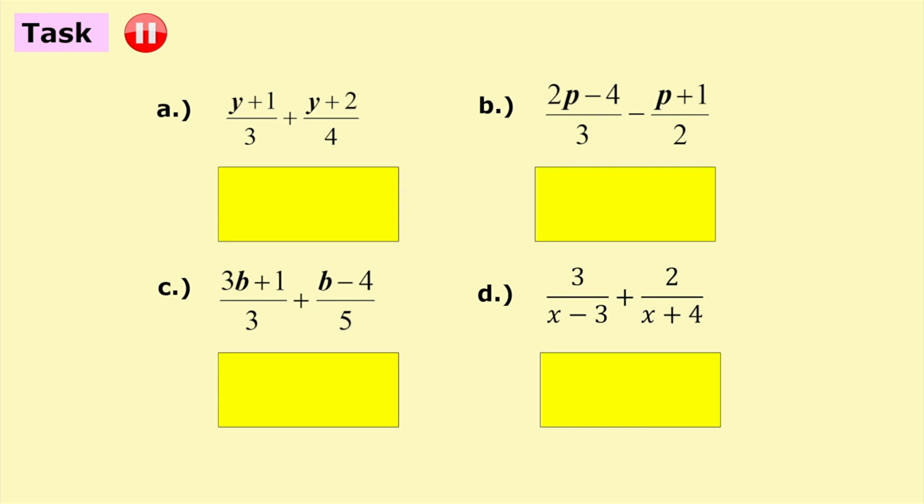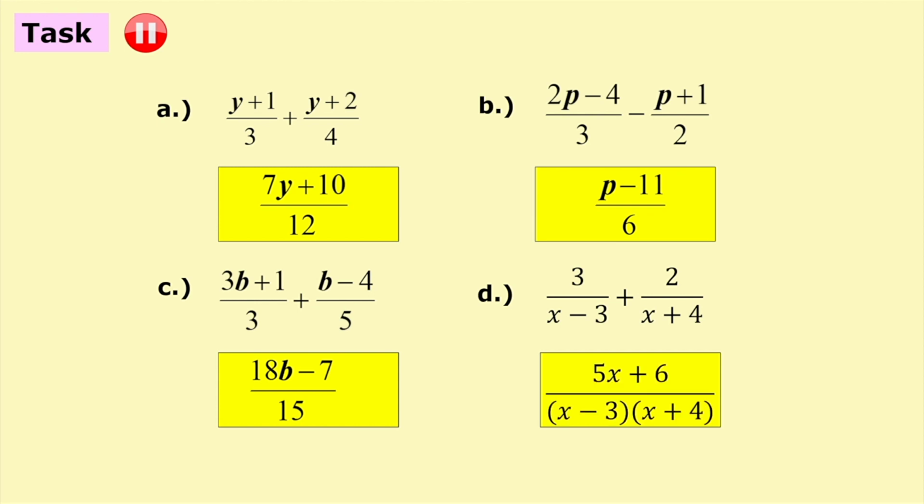Okay, so let's go over the answers. So the first one, you should have 7y plus 10 over 12. And then you should have p subtract 11 over 6. And then 18b subtract 7 over 15. And the last one, 5x plus 6 over x subtract 3, x plus 4 in brackets. So well done if you got those.